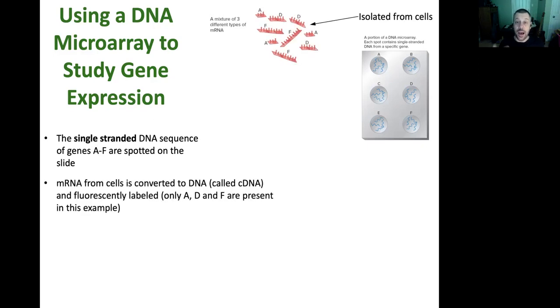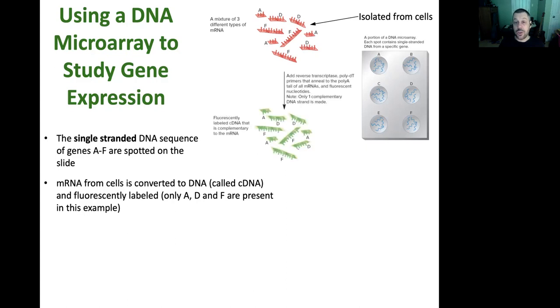So what I do is isolate the messenger RNA from those liver cells, because whatever messenger RNA I find in those cells, it's from genes that are being expressed in those cells. So here we have a mixture of mRNA that I got from those cells. As you can see, there are 3 different types represented, A, D, and F, and there are more of certain types than other types, right? Actually, I think here there are 3 copies of A, 3 copies of F, and 3 copies of D.